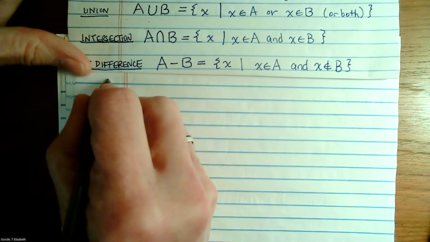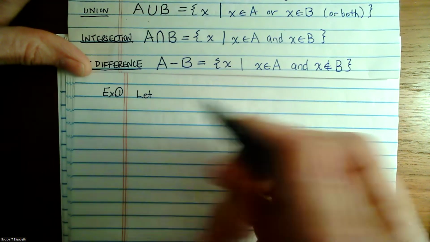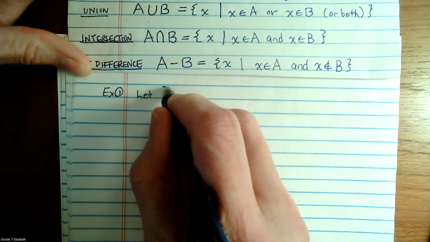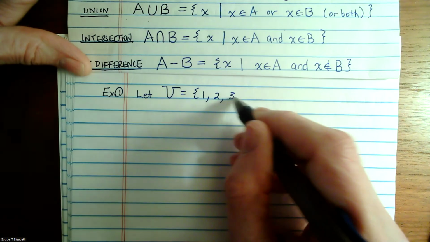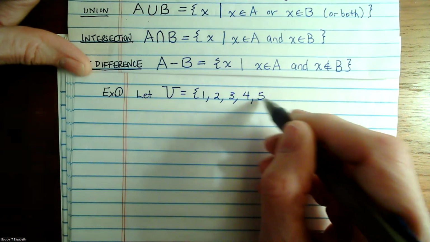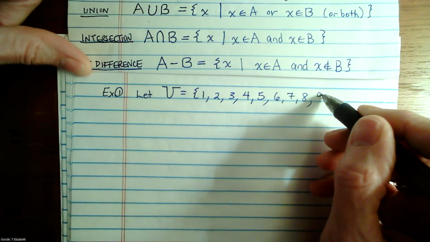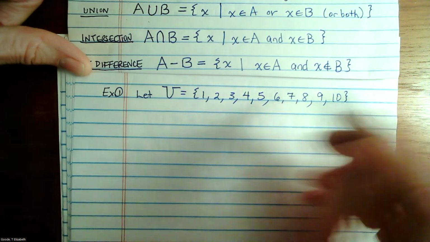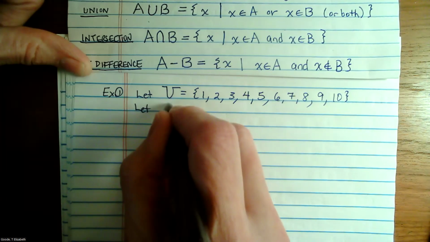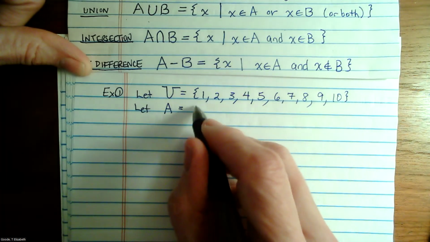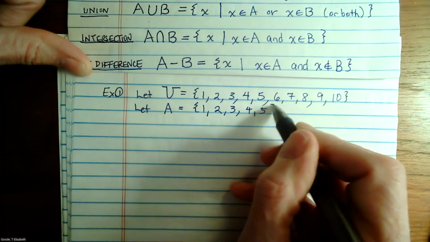So in our example 1, we're going to give ourselves a finite example. Let's let the universe U be the set containing 1, 2, 3, 4, 5, 6, 7, 8, 9, 10. So we have these 10 positive integers, the first 10 positive integers. And let's let A be the set containing 1, 2, 3, 4, and 5.